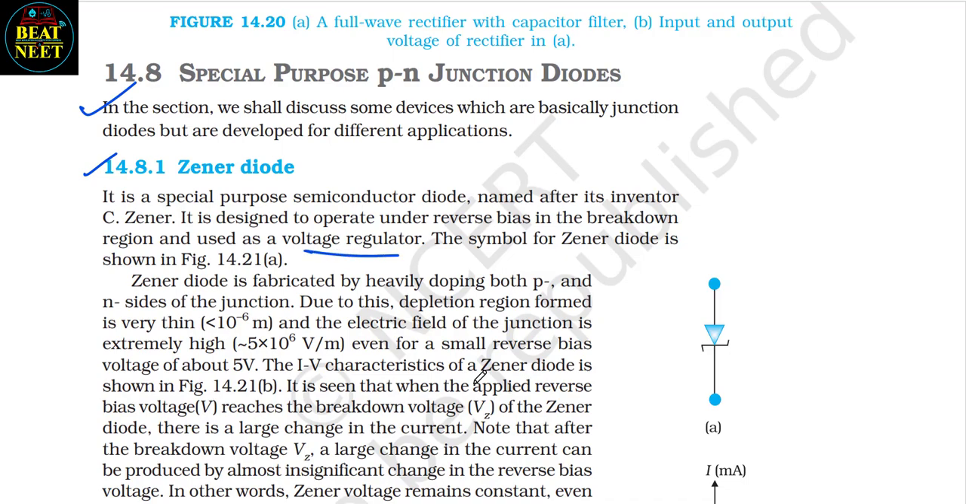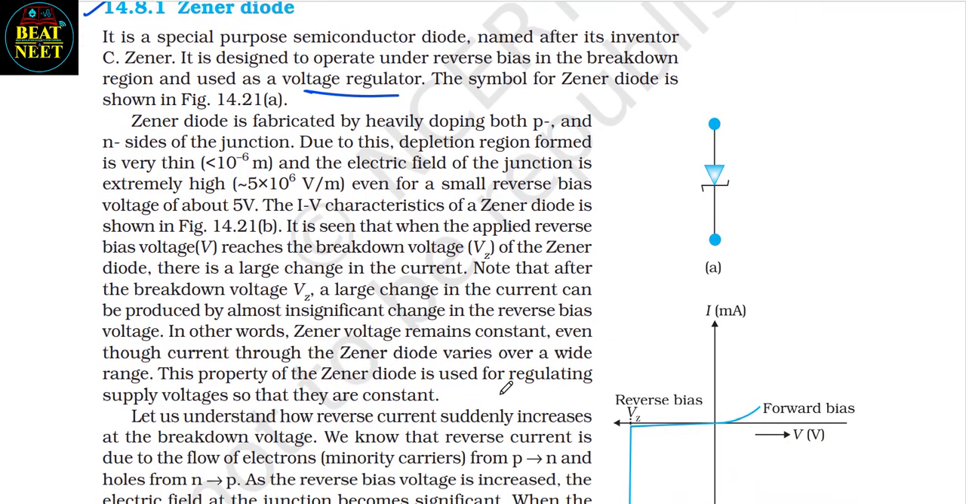The symbol for Zener diode is shown in figure 14.21a. See this. Zener diode is fabricated by heavily doping with P and N side of the junction. Due to this, depletion region formed is very thin and the electric field of the junction is extremely high even for a small reverse bias voltage of about 5 volt. The IV characteristics of Zener diode is shown in figure 14.21b.